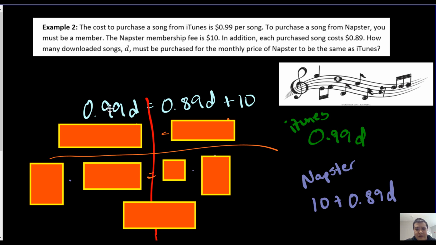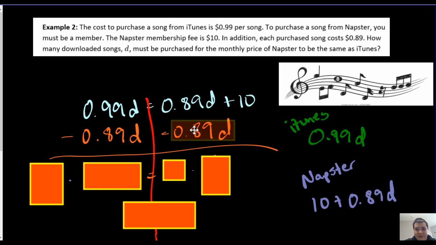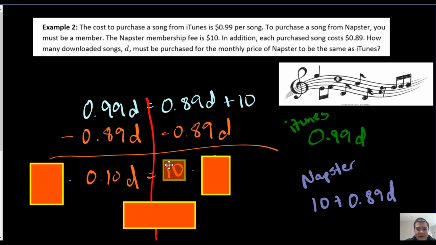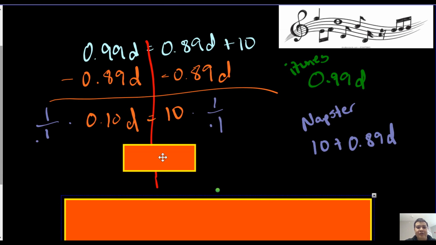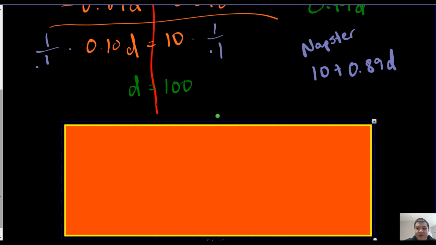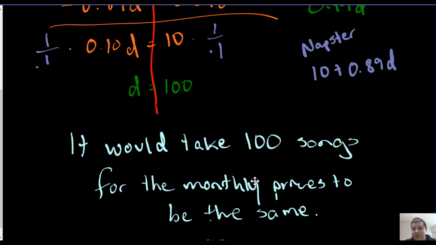So we have iTunes equals Napster. So therefore we have to subtract 0.89d from both sides, and we get 0.1d equals 10. Then we multiply each side by 1 and 1/10. And remember that if we were to move this decimal over and make this a 1 at the bottom, we'd have to move the decimal over one more time over here. So this is really just multiplying by 10. And 10 times 10, as we know, because this is 10 over here, 10 times 10 is 100. So it would take 100 songs for the monthly prices to be the same.